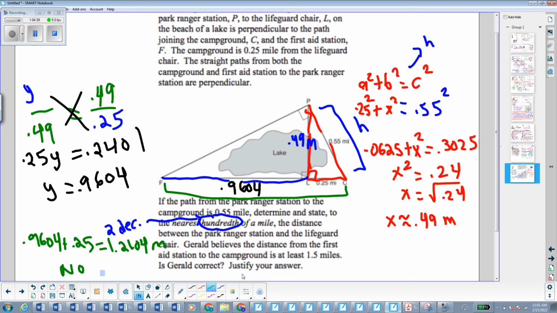And it says justify your answer, not explain. Justify just means show work. You don't have to write anything in words unless you want to, as long as your work supports how you got that Gerald is not correct. So all our work here supports that Gerald is not correct. This is not at least 1.5 miles. It's less than 1.5 miles.